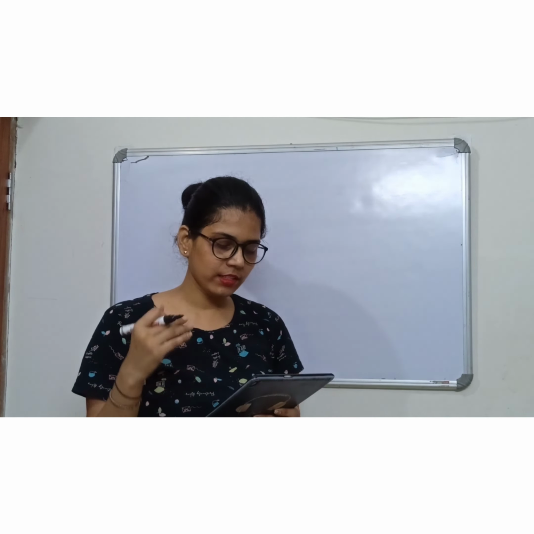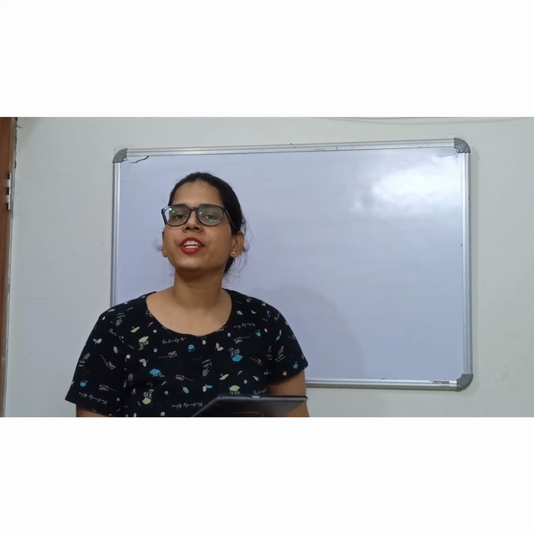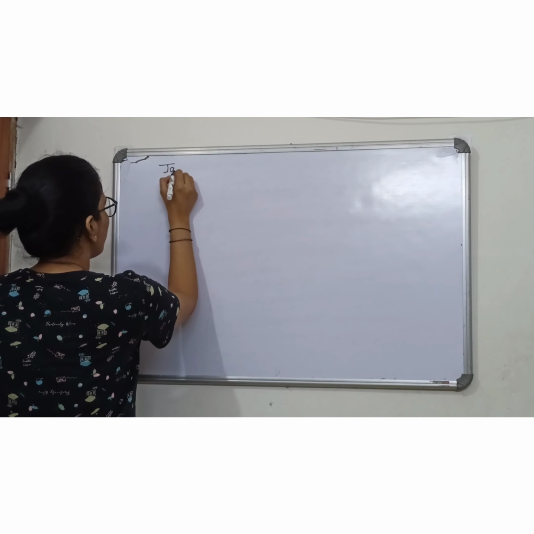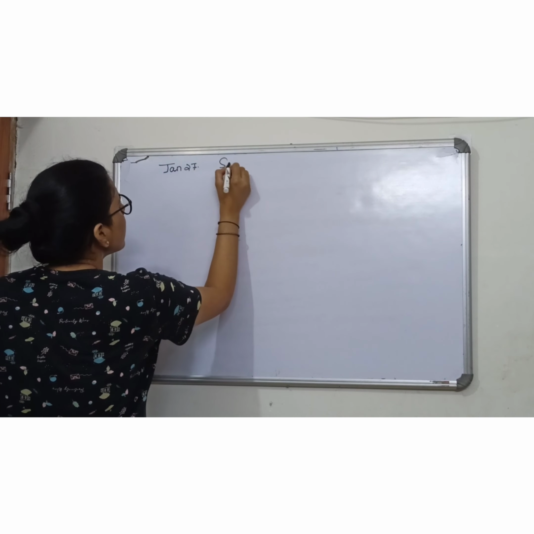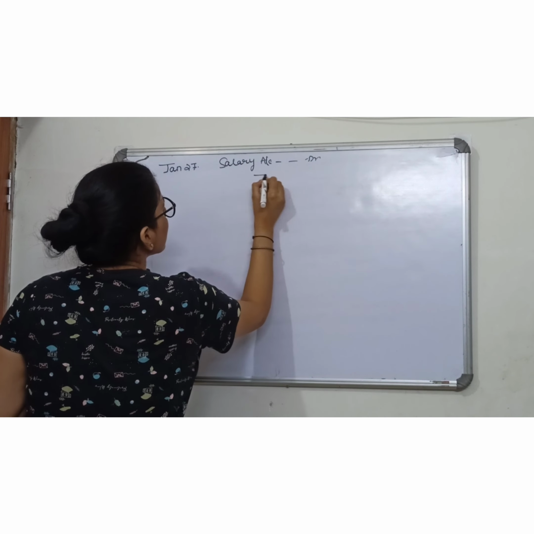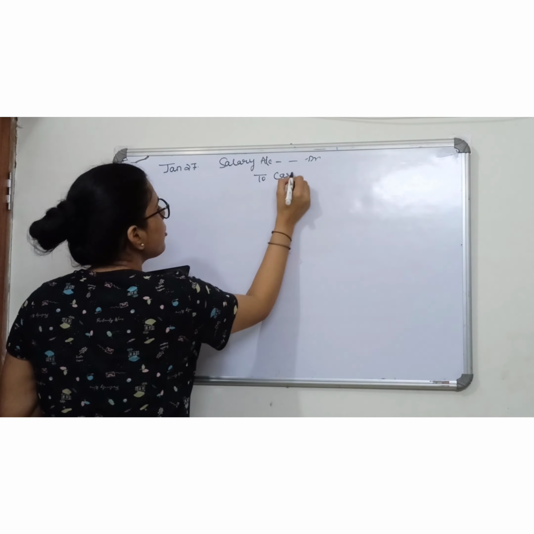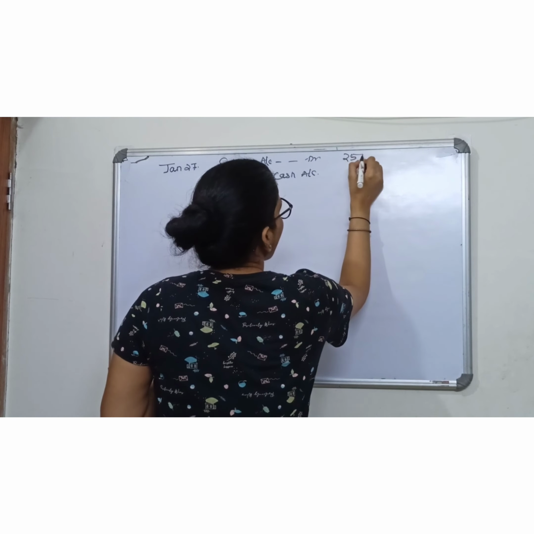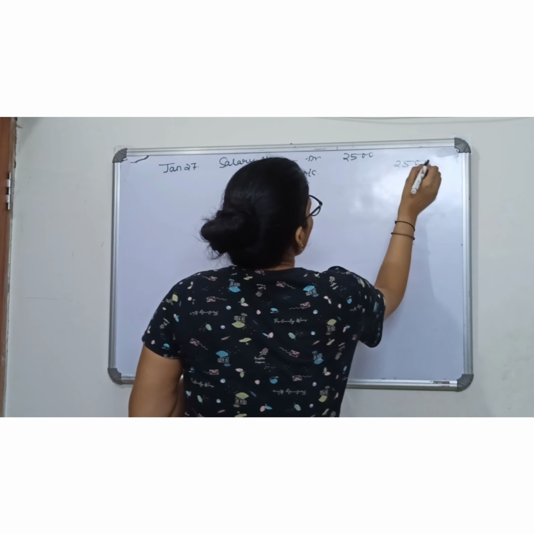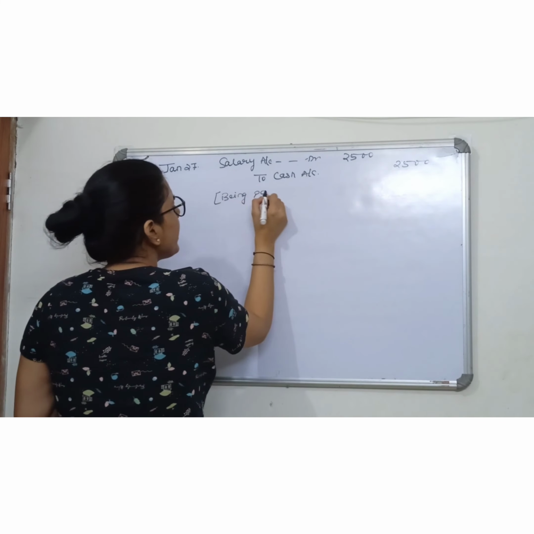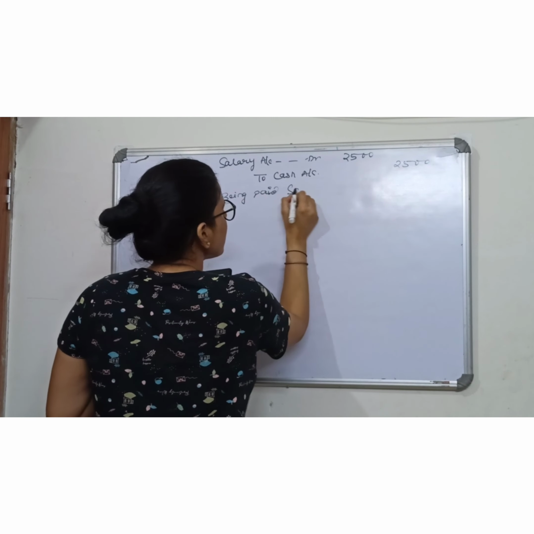now the next transaction is paid salary. Salary again is an expense, it will be debited, right? So we'll write the date January 27, salary account debit to cash account, because we'll be paying cash, right? It is 2500 and 2500 being paid salary.